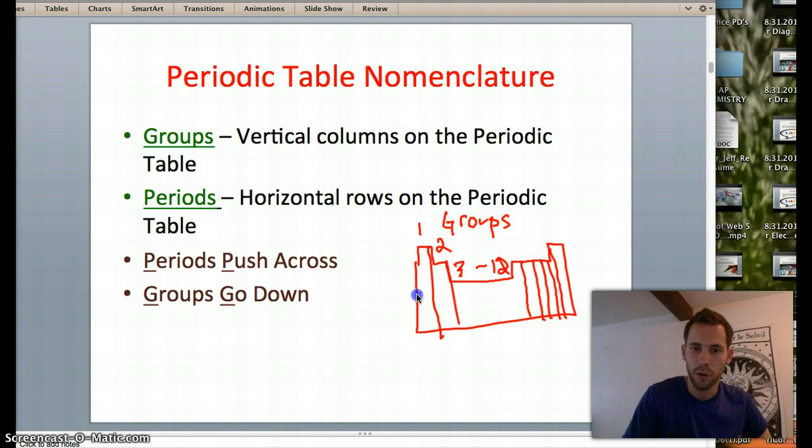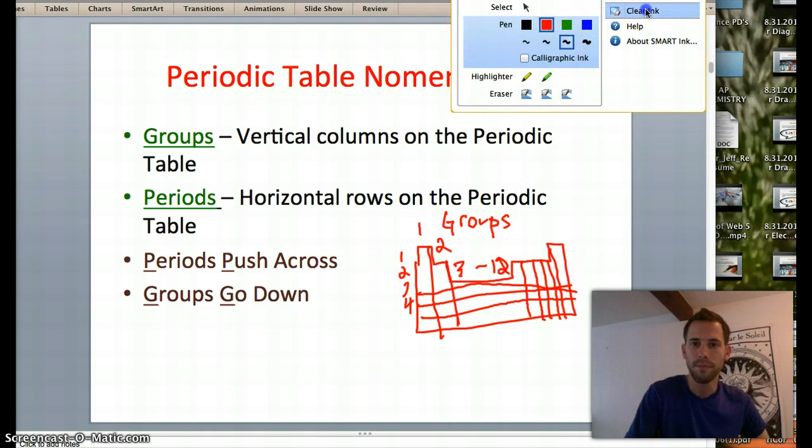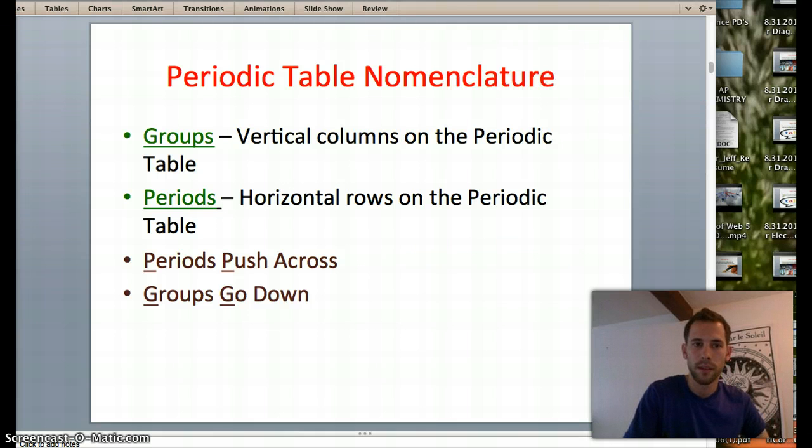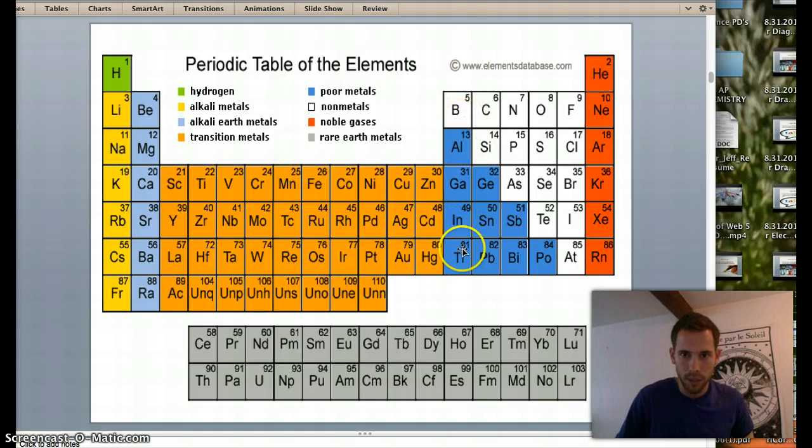Now, periods go across and appear like this. I'm not the best artist, and I don't have a ruler, so I apologize, but here's what the periods look like. And periods go 1, 2, 3, 4, etc. These will have important ramifications that we'll discuss in our next lesson. So here's our periodic table, broken down into groups and periods. And from this, we can take atomic numbers and determine the number of protons and electrons.